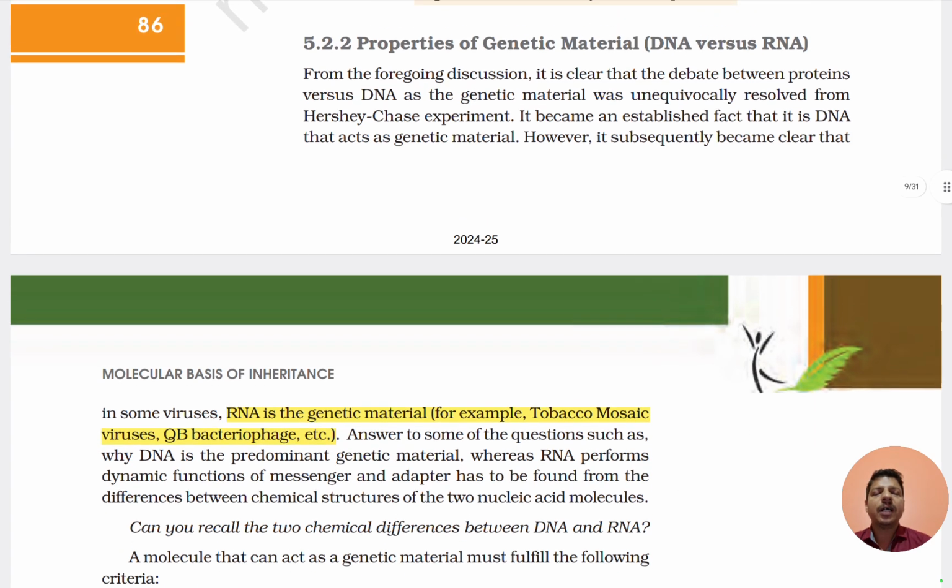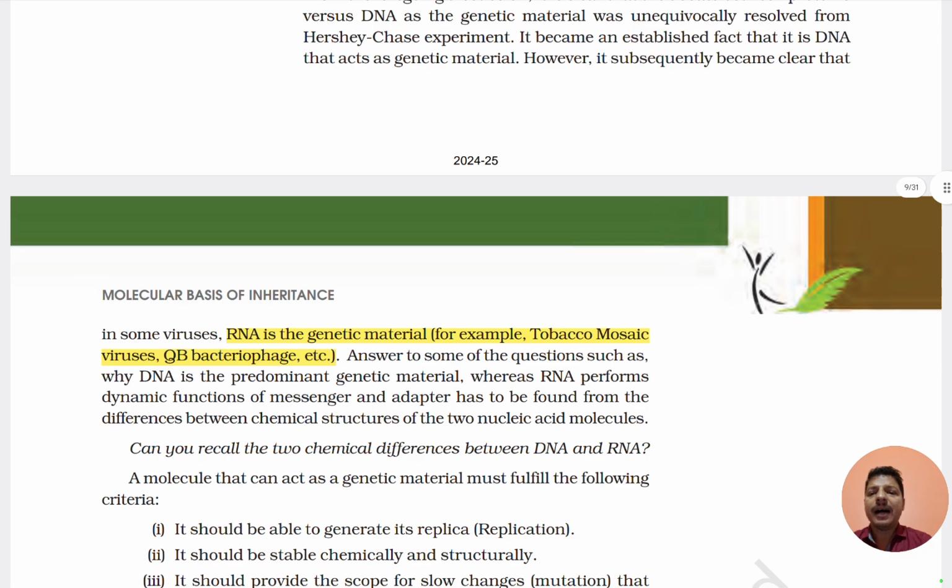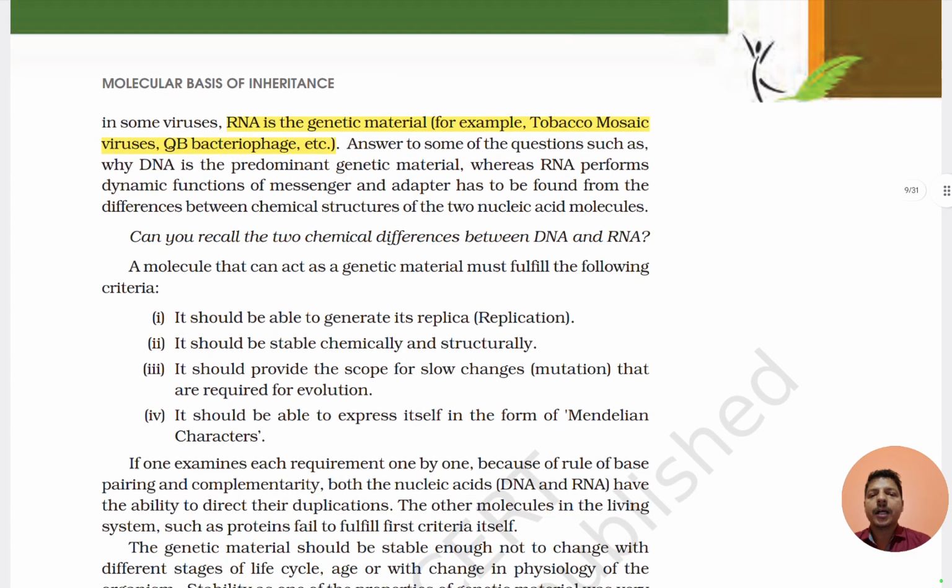Coming to the properties of genetic material, DNA versus RNA. Here, RNA is a genetic material, for example, in tobacco mosaic virus, Qβ bacteriophage, etc. And coming to genetic material, it must fulfill the following criteria: it should be able to generate its replica, that is, do replication; it should be stable chemically and structurally; it should provide the scope for slow changes, that is mutation, that are required for evolution; and it should be able to express itself in the form of Mendelian characters.